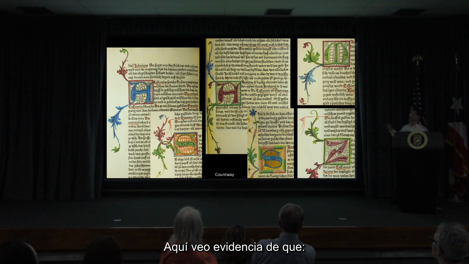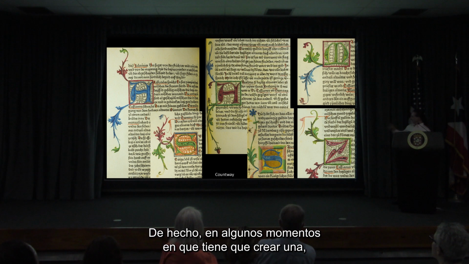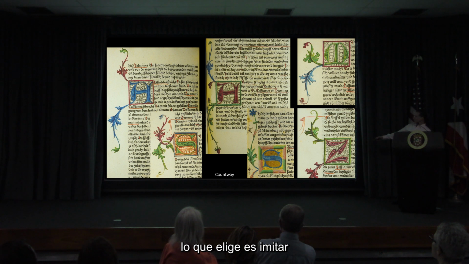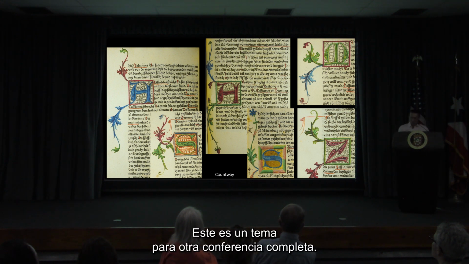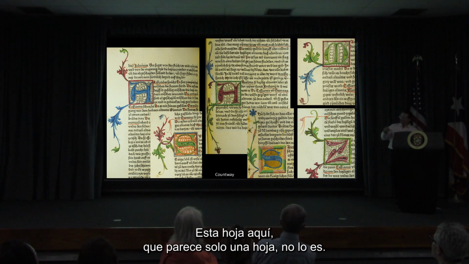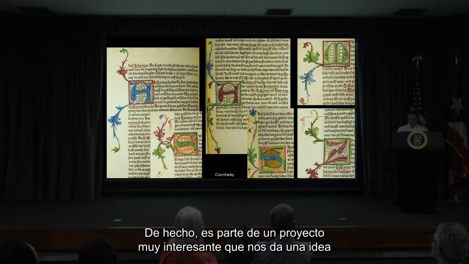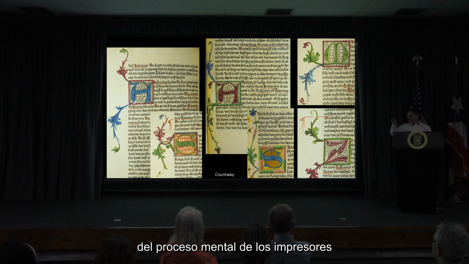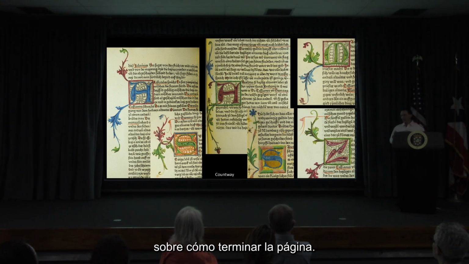Here, I see evidence that, by the time, on occasion, he has to create one, what he chooses to do is, in fact, to mimic the same initials that were printed. This is a whole topic for a different lecture, but this leaf here seems like it's just a leaf. In fact, it's not. It's part of a very interesting project giving us a sense of printers thinking about how to finish the page.